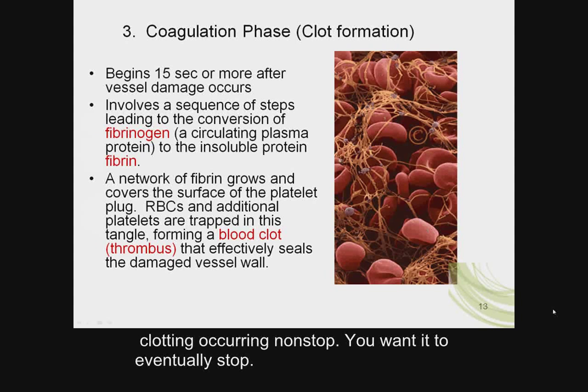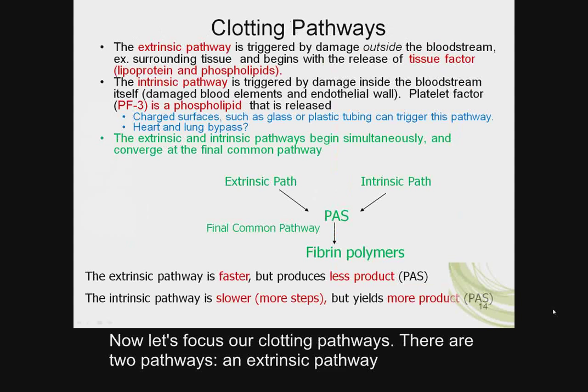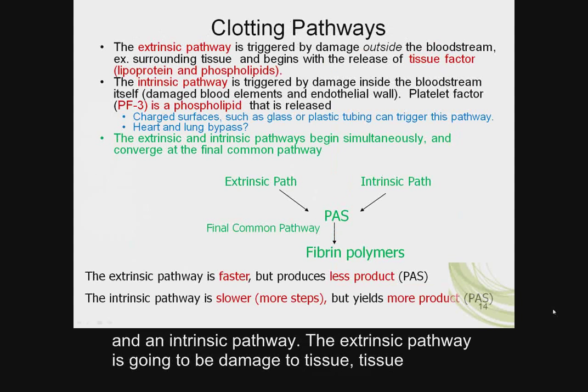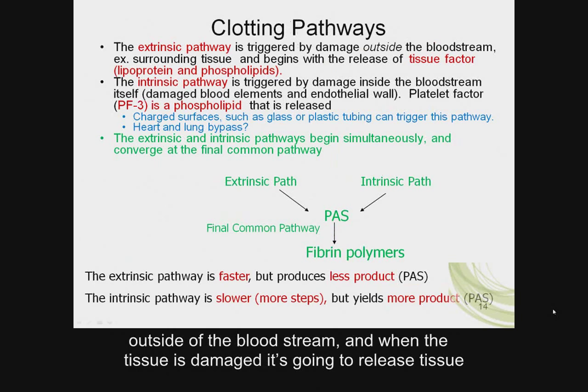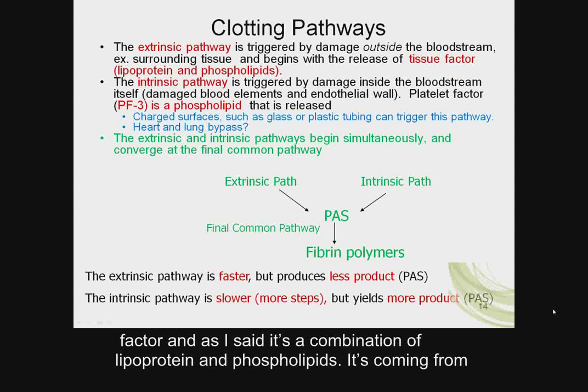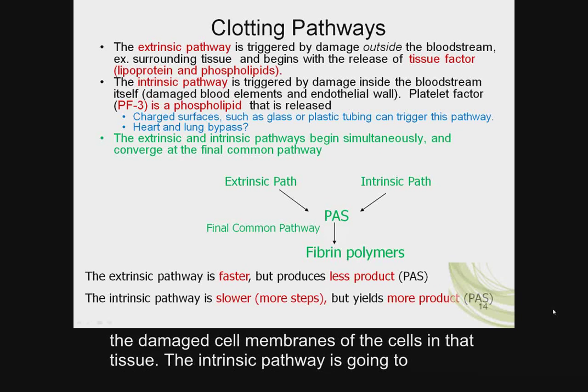Now let's focus on our clotting pathways. There are two pathways, an extrinsic pathway and an intrinsic pathway. The extrinsic pathway is going to be damage to tissue, tissue outside of the bloodstream, and when the tissue is damaged, it's going to release tissue factor. And I said it's a combination of lipoprotein and phospholipids. It's coming from the damaged cell membranes of the cells in that tissue.